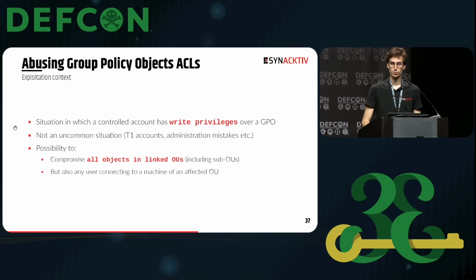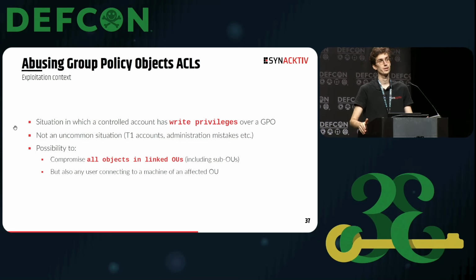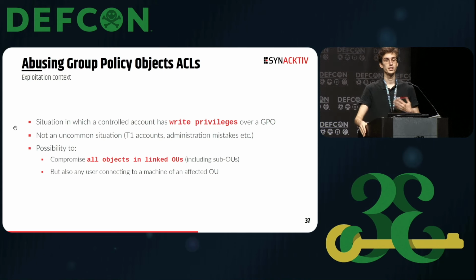The first way I'm going to do that is the most standard way you would exploit a GPO in an Active Directory engagement. So let's say you have write access to a GPO with a user. And this is not an uncommon situation. We encounter it pretty often in engagements. This can be T1 accounts. This can result from administration mistakes, etc. And this is actually a very powerful attack primitive, because when you control a GPO, you can compromise all the objects that are included in all linked organizational units, including sub-OUs.